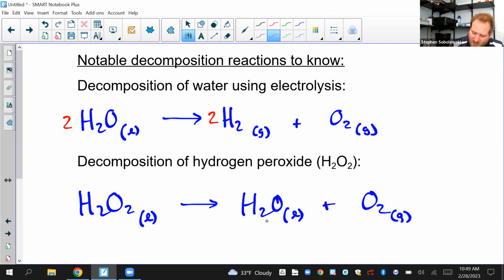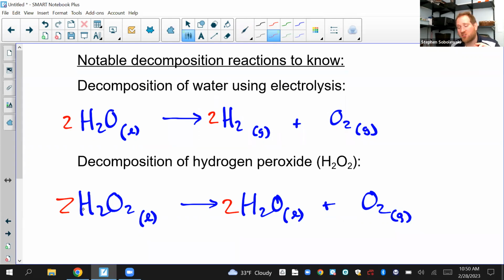Let's see, we need to balance this. Looks like I have 3 O's over here and 2 O's. So let me put a 2 there. That gives me, looks like I just need a 2 there. Yeah, that seems balanced now. 2, 2, 1.